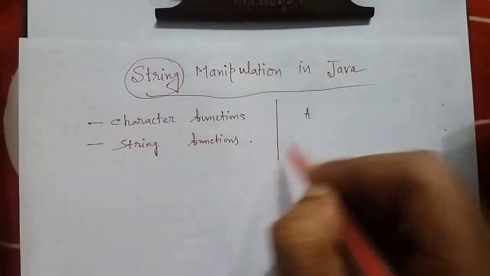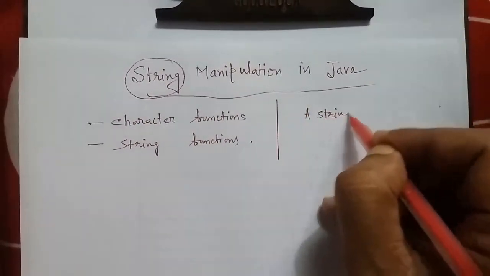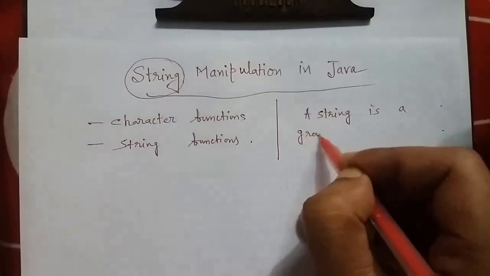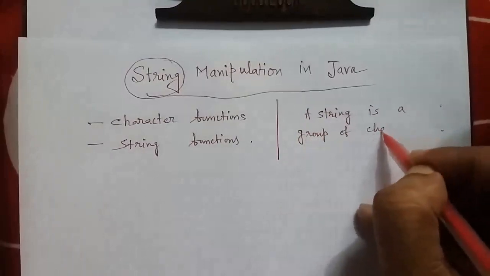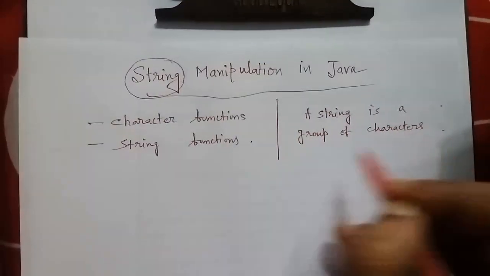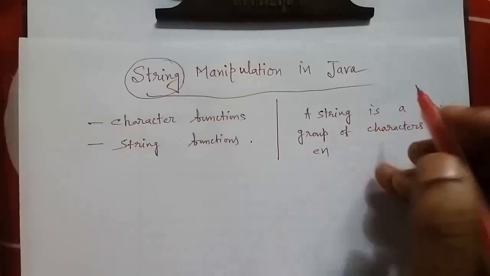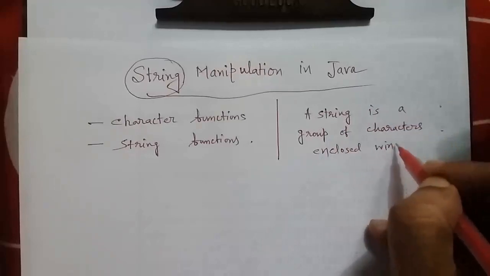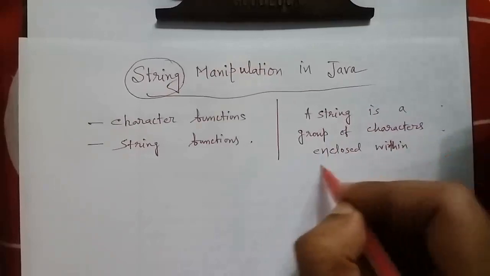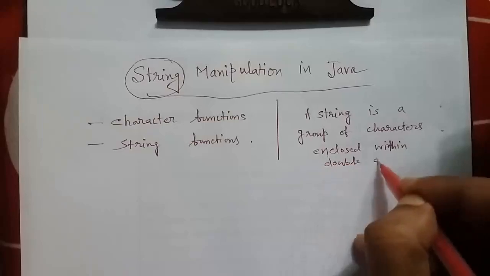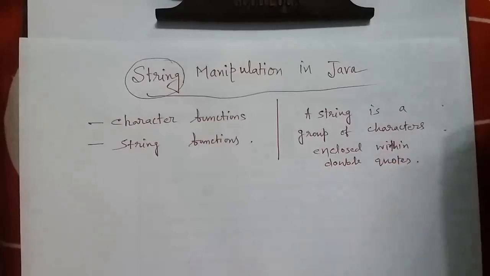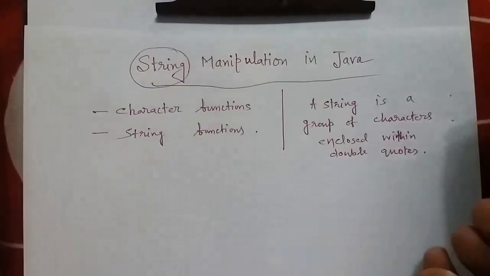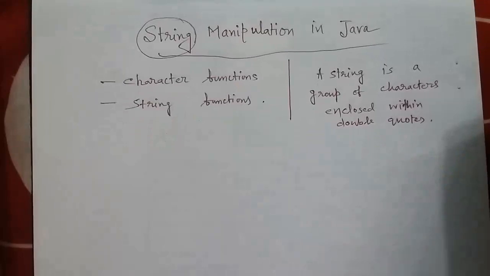A string, you can write, is a group of characters enclosed within double quotes. Okay, so a group of characters enclosed within double quotes is known as string.